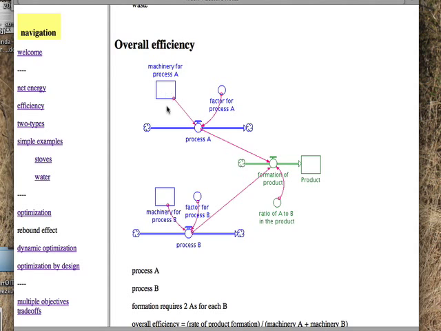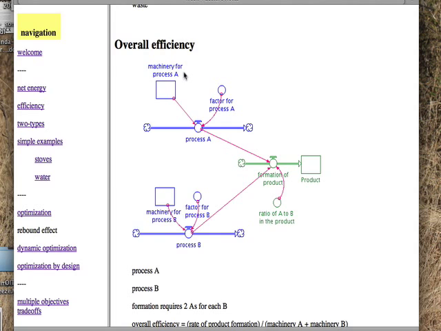So let's say we have machinery that runs process A, and it runs that at a particular efficiency of just this one process. There's a factor for that process. So the machinery for process A produces a subproduct that's A. And then similarly, the machinery for process B makes this subproduct. And then you need to have A and B joined together to make the final product.